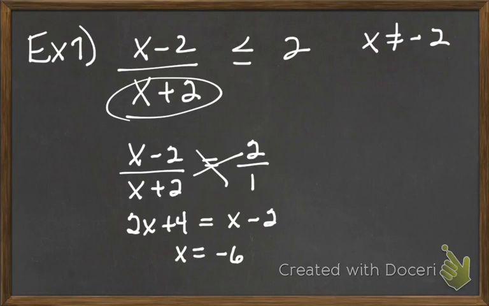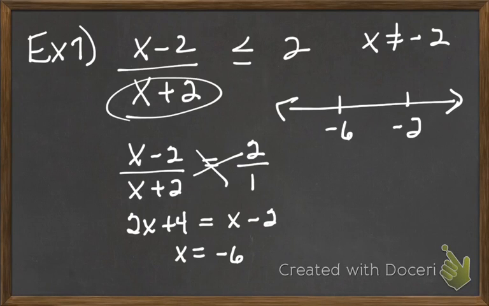So on the problems that don't have a 0 on the right-hand side, in the section where you have the x's in the denominator, you'll do the excluded value, you'll pretend that the inequality sign is an equal sign, you'll cross multiply and solve. So the 2 numbers that are going to go on your number line are negative 6 and negative 2.